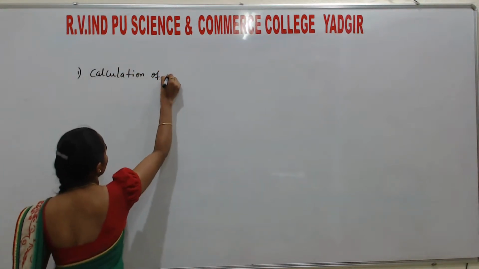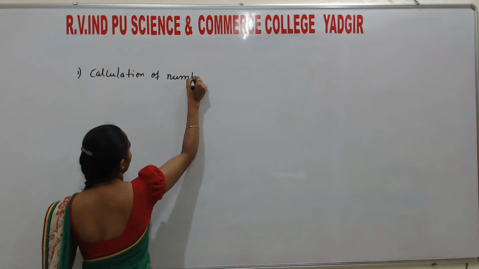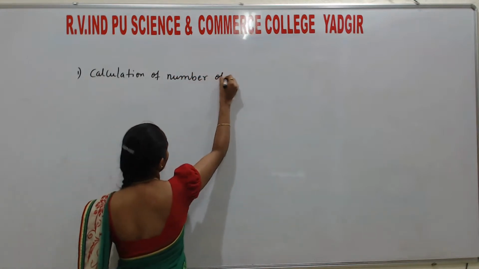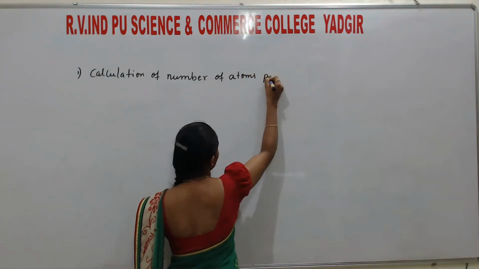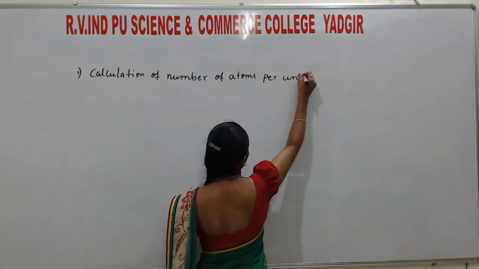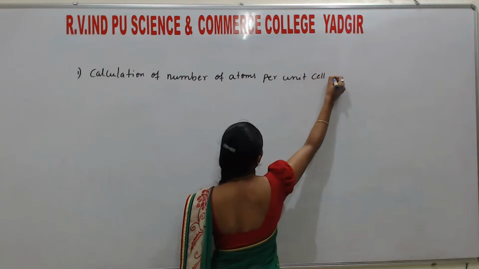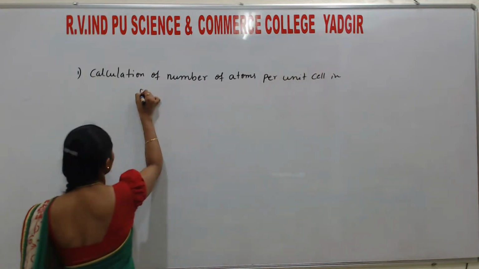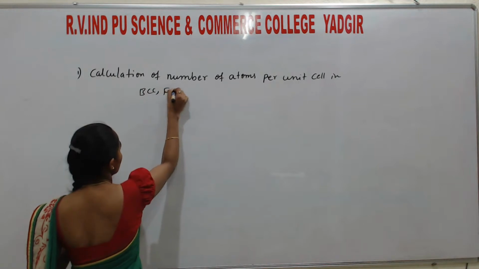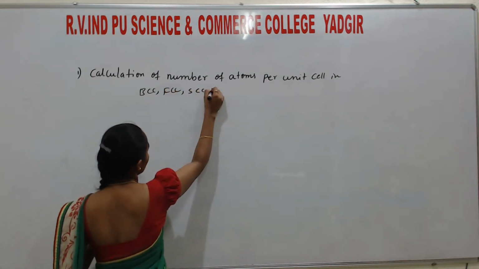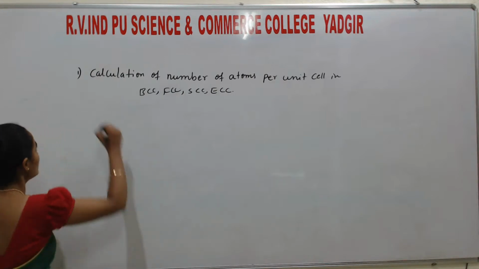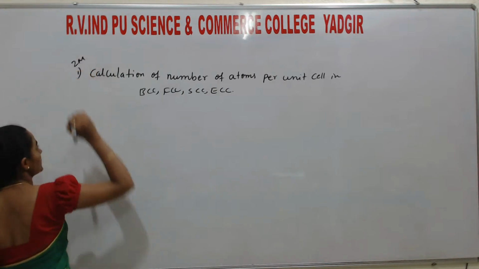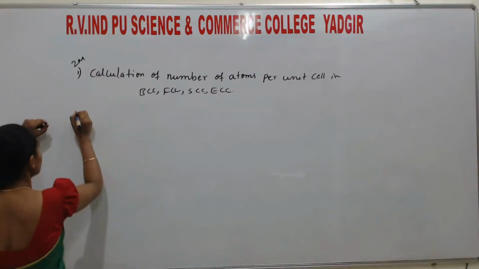Calculation of number of atoms per unit cell in SCC, BCC, FCC. So this is important for our 2 marks. Okay. Next.